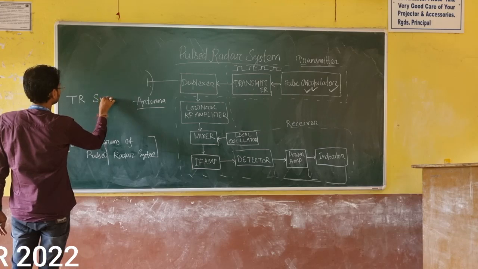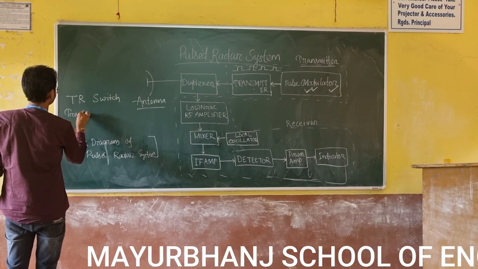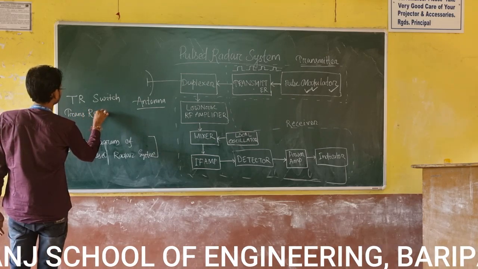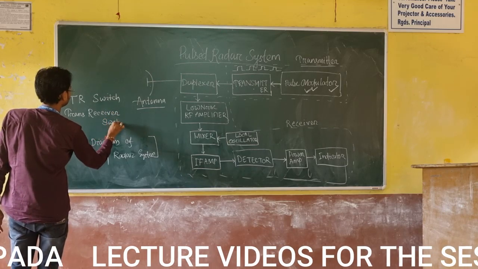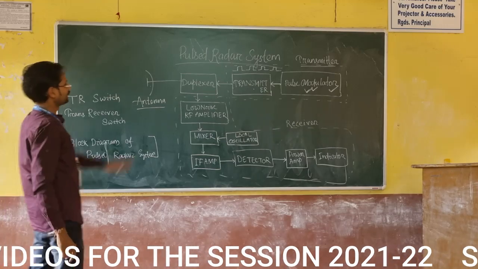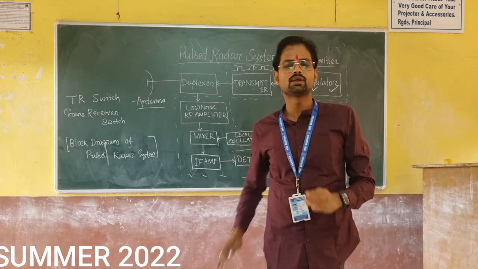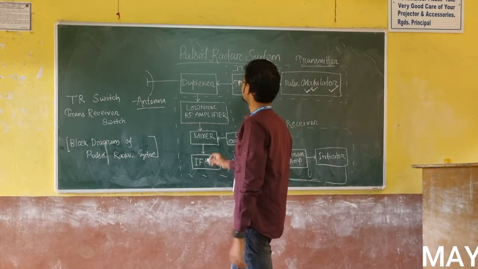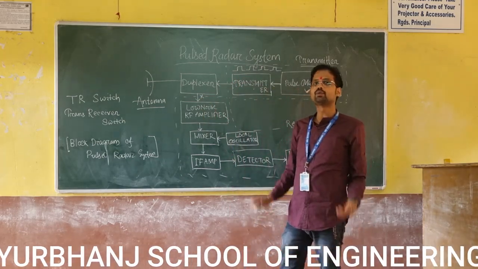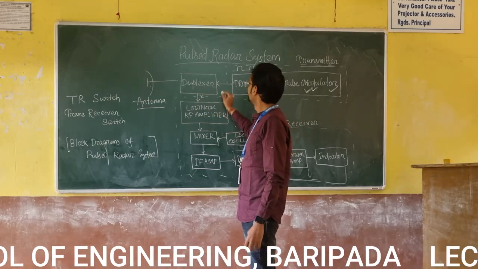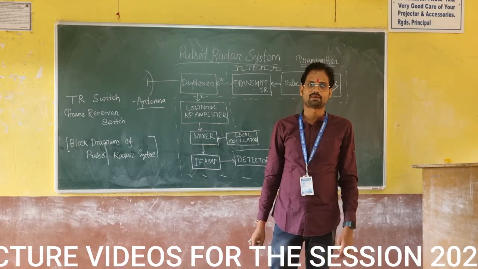TR switch means transmitter receiver switch. That means it acts as a switch. While transmission of pulse modulated signal, it closes the path of receiver. Okay. And when it starts receiving the signal, it will close the path of transmitter. Why?